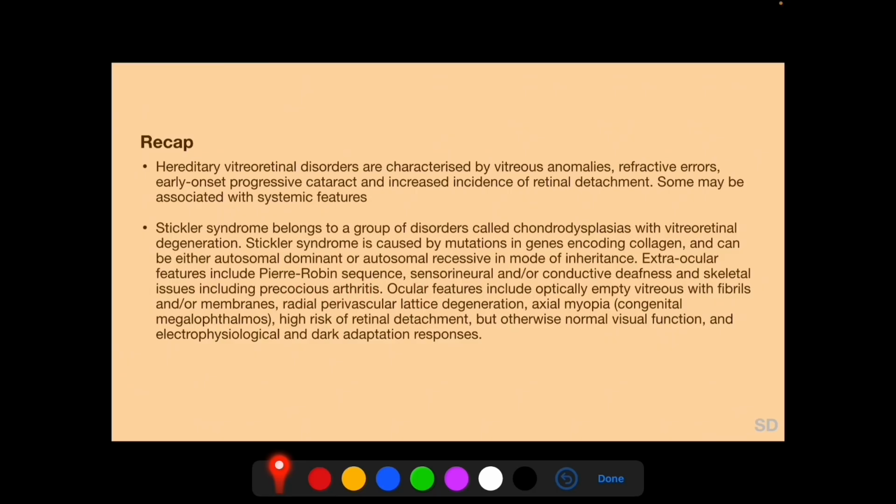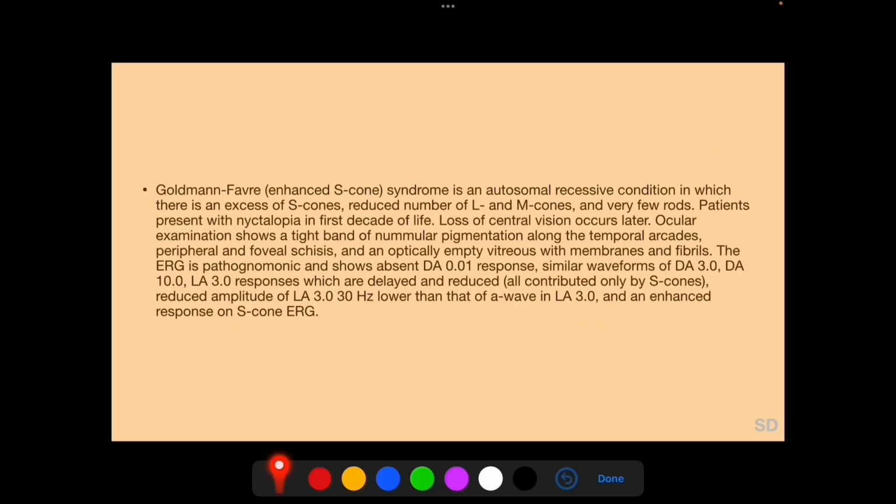Ocular features include optically empty vitreous with fibrils and/or membranes, radial perivascular lattice degeneration, axial myopia, high risk of retinal detachment, but otherwise normal visual function and normal electrophysiological and dark adaptation responses. Goldmann-Favre or enhanced S-cone syndrome is an autosomal recessive condition in which there is an excess of S-cones, reduced number of L and M cones, and very few rods.